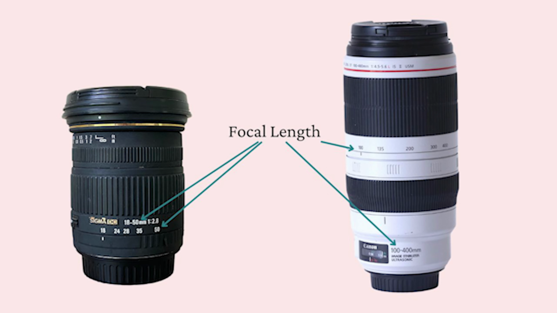So let's start with the most basic number on the lens, the focal length. The focal length is expressed in millimeters and tells us the distance between the lens and the camera sensor when the lens is focused at infinity. There are several types of lenses based on their focal lengths.